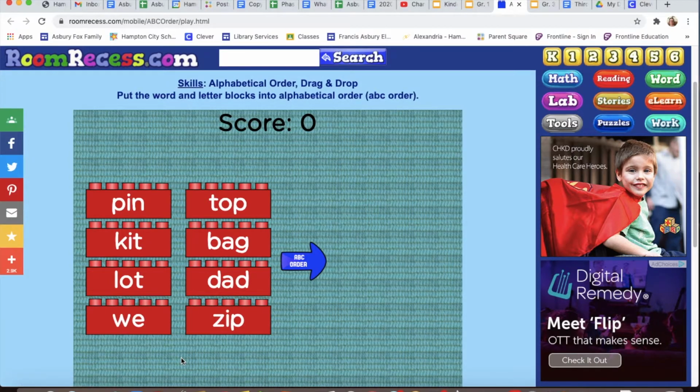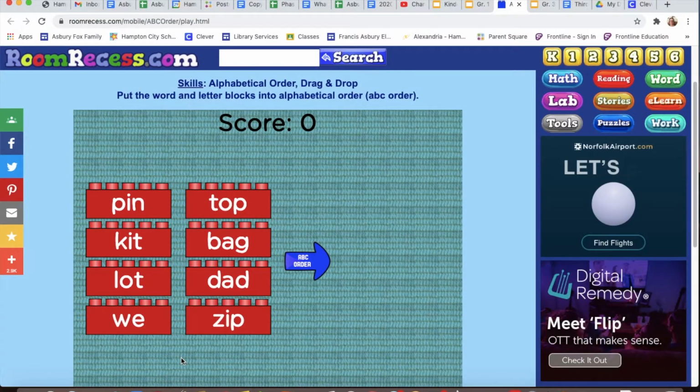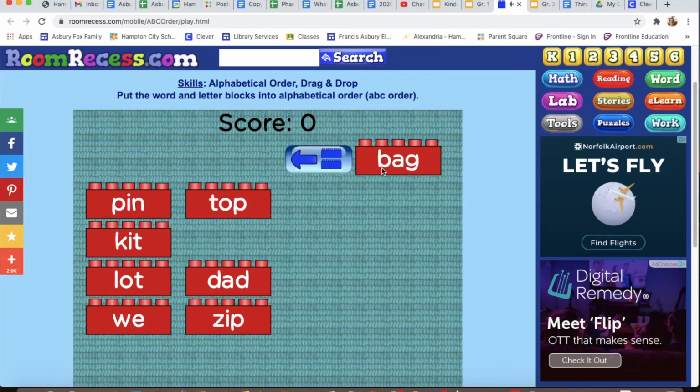So we can go to the next letter in the alphabet, which is the letter B. Now let's look. Do any of these words start with the letter B? Yep, we have one right here, bag. So what we're going to do is we're going to move that right over there. Okay, so let's keep going.